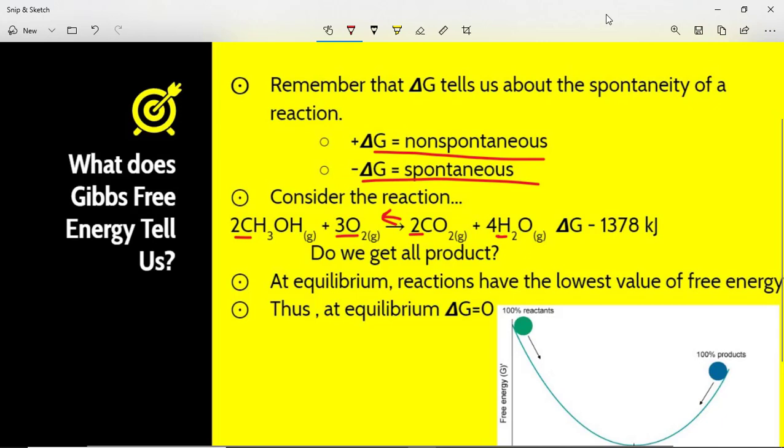So you have to keep in mind, do we get all product with this? And the answer is no, we don't get all product. It all depends on where equilibrium lies. It all depends on that value for equilibrium, which we know as K, our equilibrium constant.